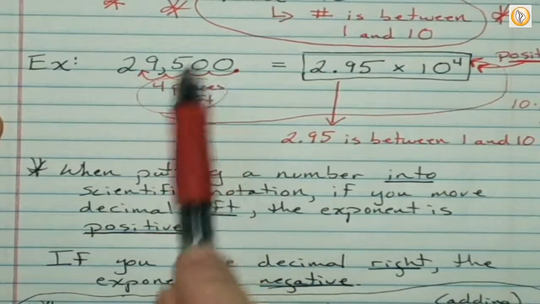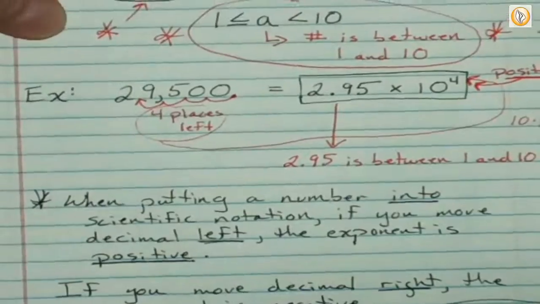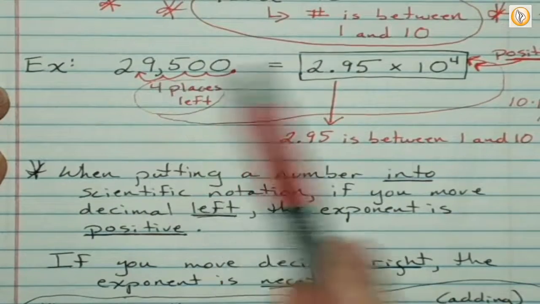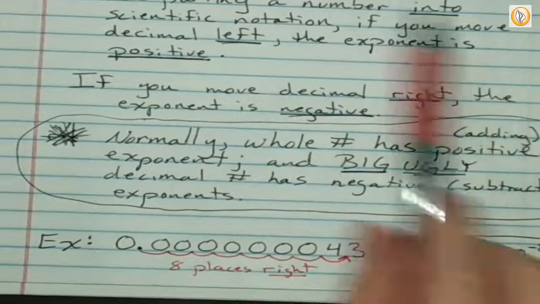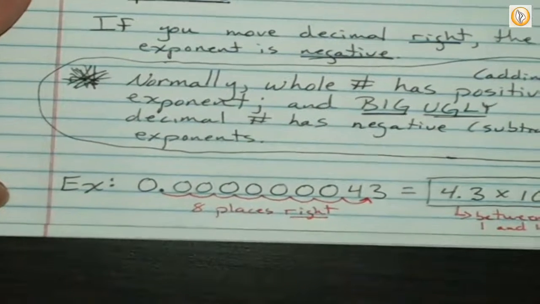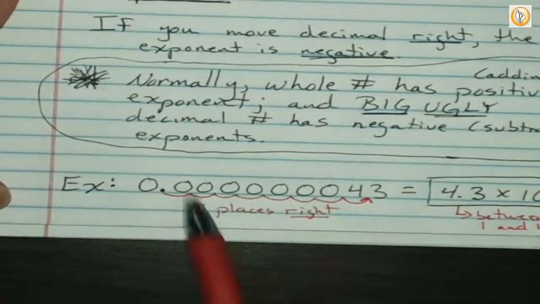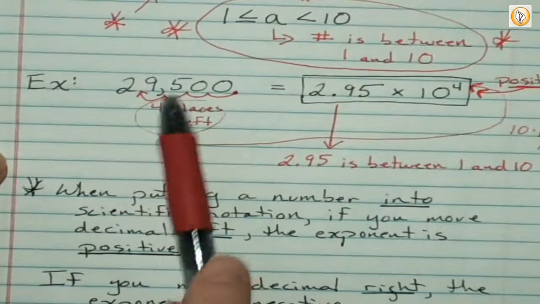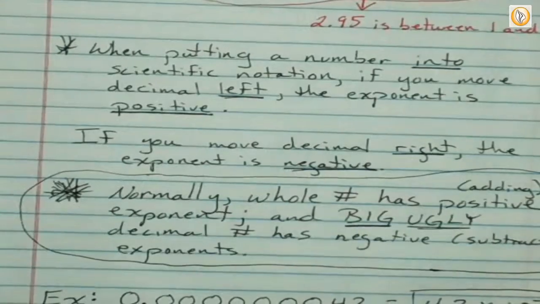Here, normal number, which there could be a decimal in there, but we're not talking about this, and we're moving the decimal left. So it's going to be positive, or we're adding. This is the rule. These are the rules. But it's hard to remember, when is it positive, when is it negative, when are you adding, when are you subtracting. Big, ugly, you're subtracting or you have negative. Normal number, you're adding or you have positive. Okay, big, ugly, negative, subtracting. Okay, all right.